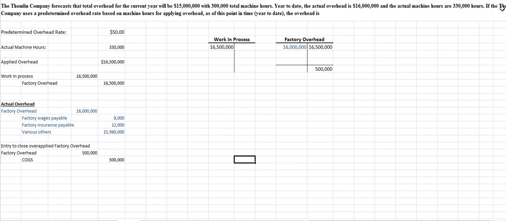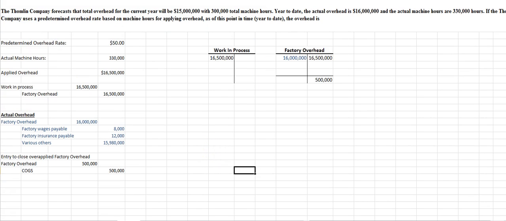If the Tomlin Company uses a predetermined overhead rate based on machine hours for applying overhead, as of this point in time of the year, the overhead is... I think I'm missing something here.